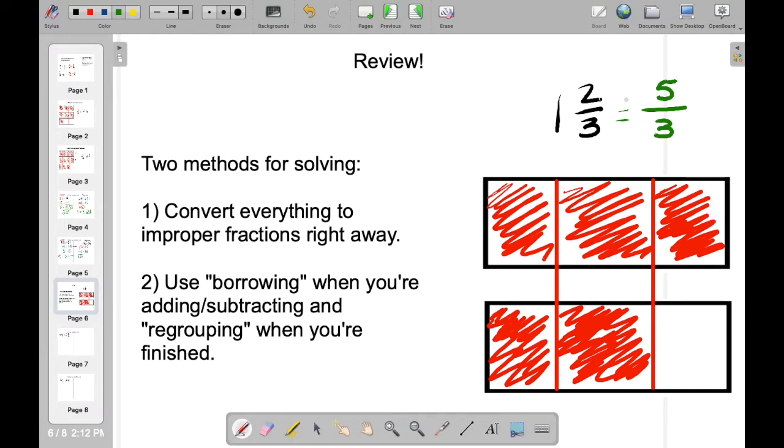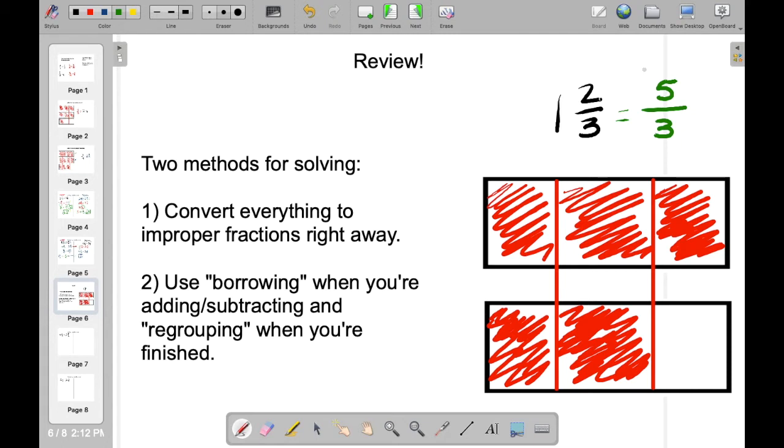The algorithm that you might have seen before is taking 1 times the denominator, 3, and then adding the leftover 2. 1 times 3 is 3, plus 2 is 5. Personally, I like the picture. I feel like it helps me not get the algorithm mixed up, but they are both correct.